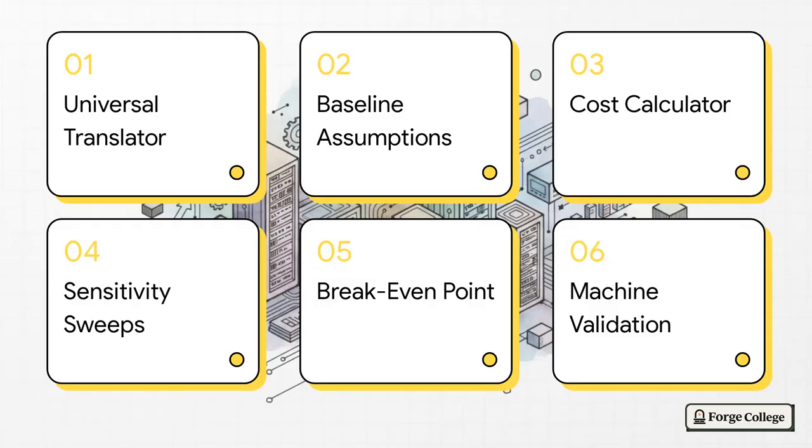So here's our agenda, the master blueprint for the mechanical spreadsheet, or Python script if that's more your jam, that we're assembling today. 1. The Universal Translator Challenge. 2. Calibrating the baseline assumptions. 3. Building your cost calculator. 4. Sweeping for sensitivity. 5. Finding the break-even point. And 6. Validating your machine. Let's get to it.